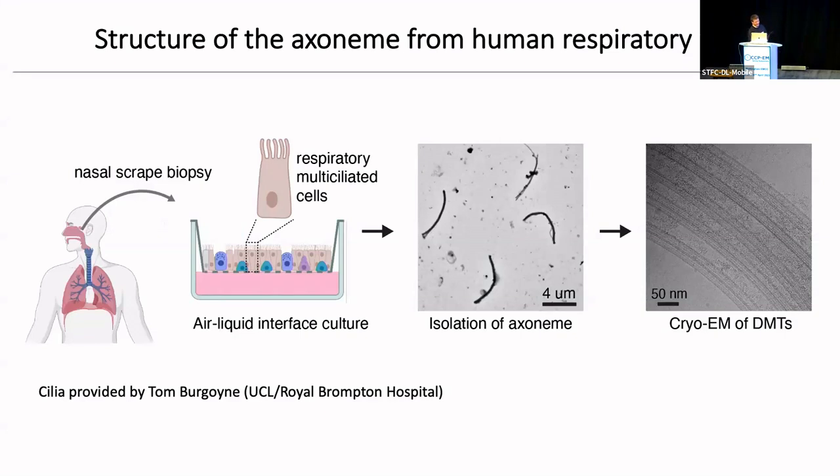So we came up with this other strategy, which again, Victoria mentioned in her talk yesterday, where we take a nasal scrape brushing, which I think we're all far too familiar with. And then we use the cells isolated from that to grow two-dimensional organoids that kind of resemble the respiratory epithelium. And then from that, we can isolate the axoneme and then do cryo-EM on the doublet microtubules. And surprisingly, this works even better than brushing a dead cow part.